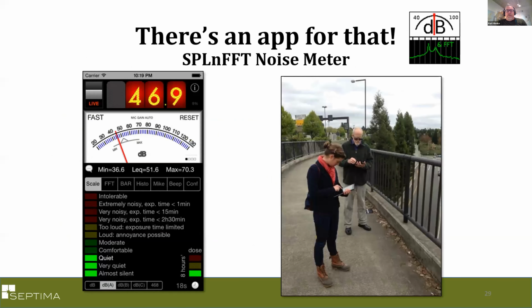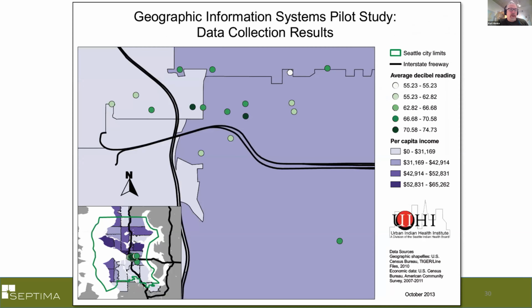One of the advantages of using smartphones to collect data is that there's an app for that. At the time, I mean, there's a number of them now, but at the time we used the SPLn FFT noise meter app. And we went out into Native American communities and showed them how to collect points. They did decibel sensitivity studies with this, and went to the same locations during different points of the day and week to get an average noise level. So they developed a pretty sound protocol.